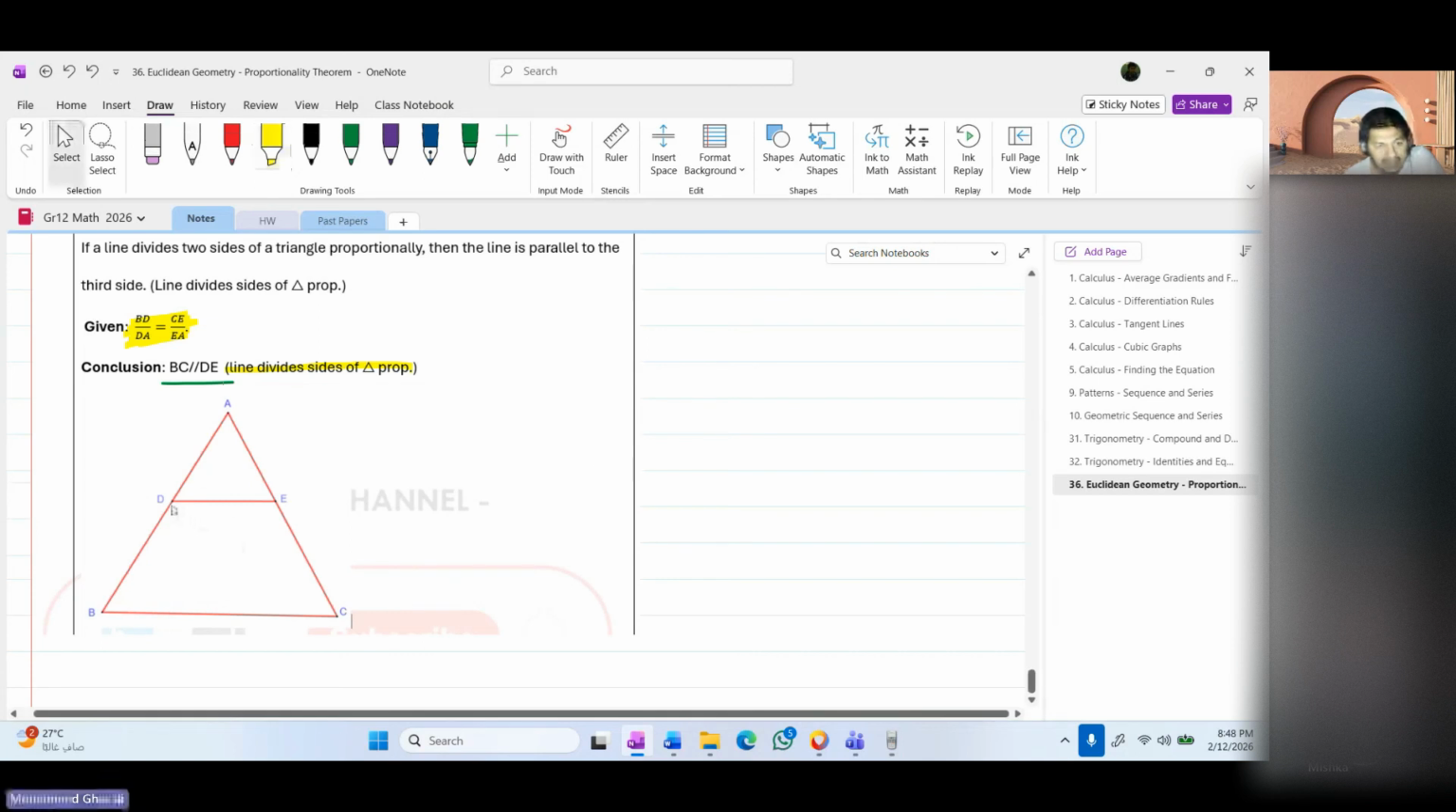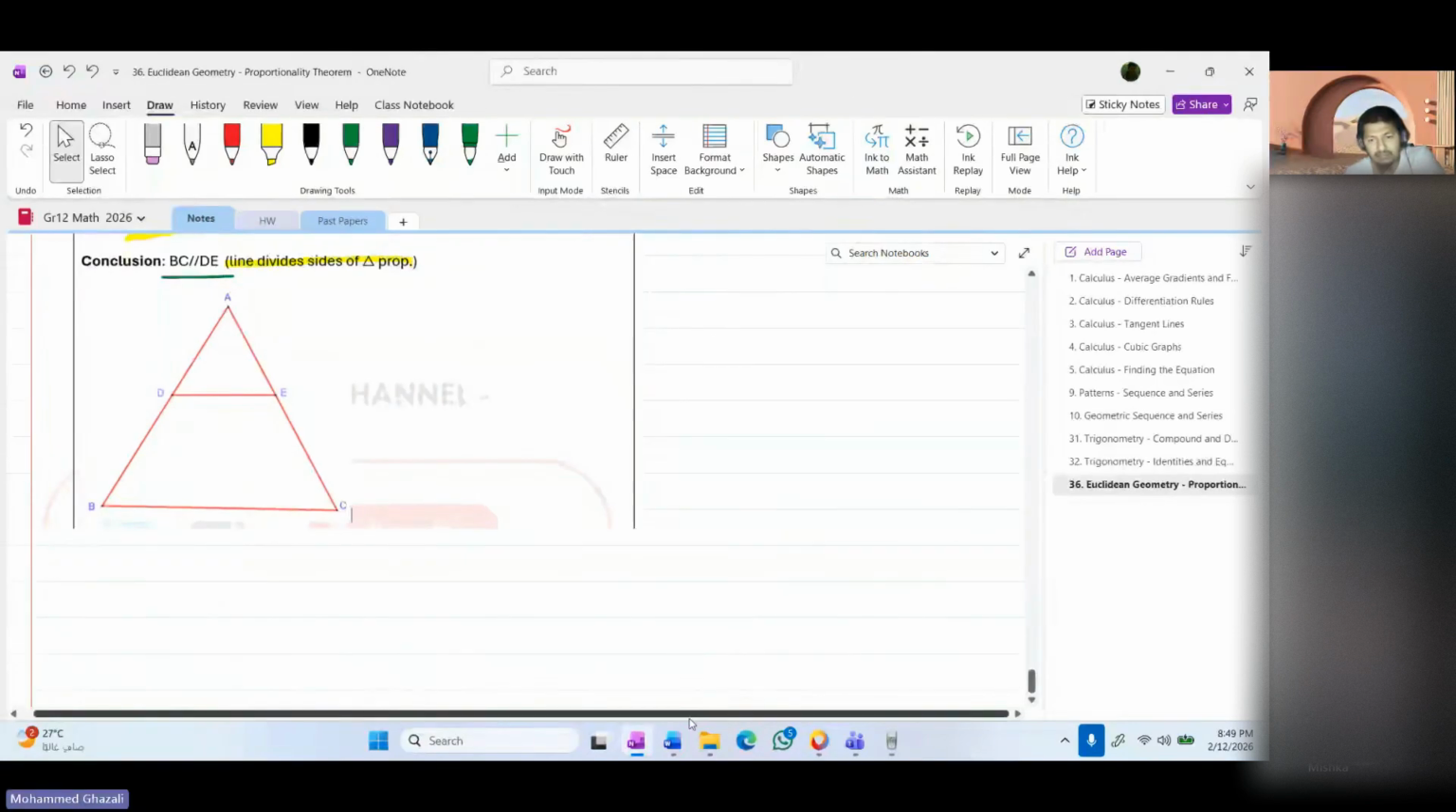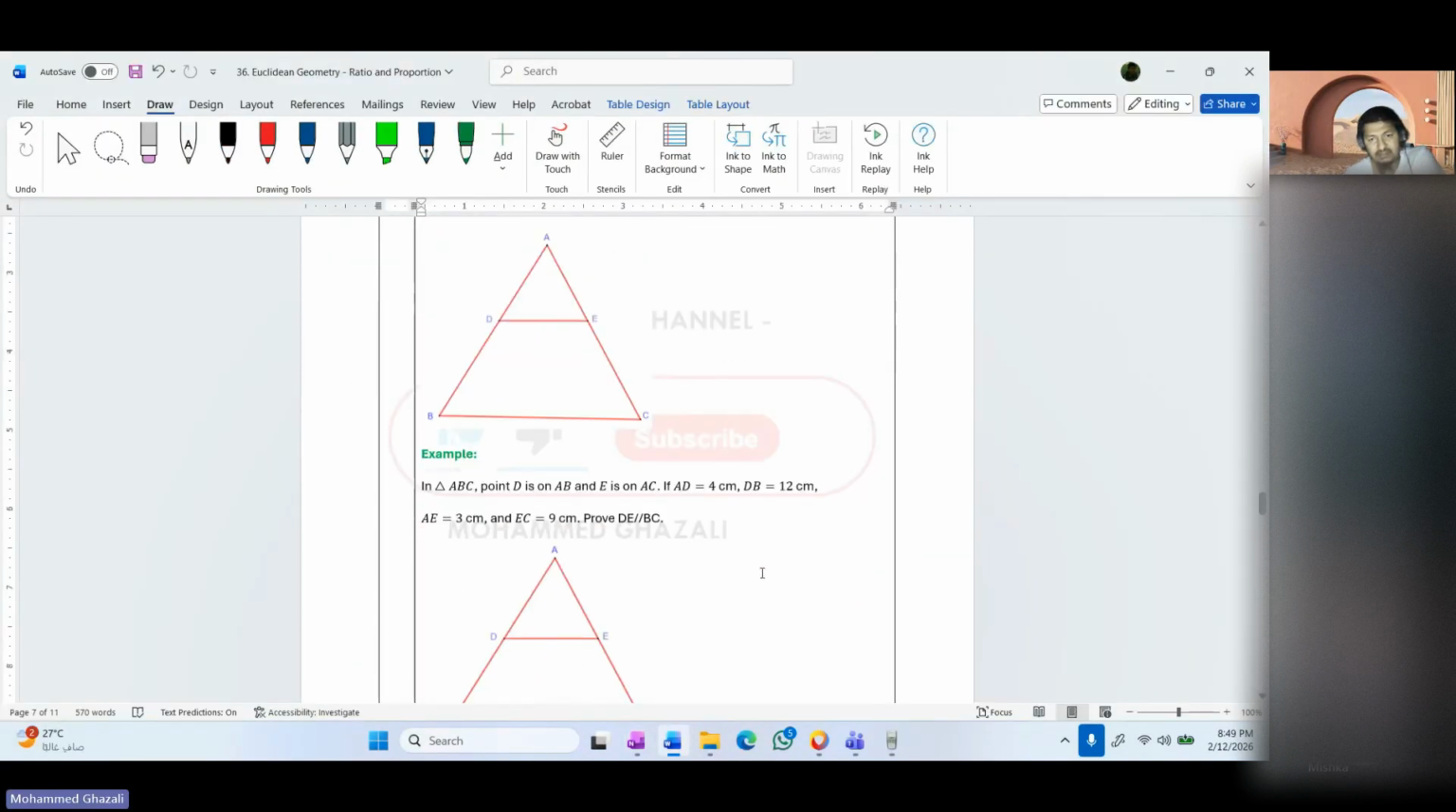Okay, it's a line. Which line? DE. Line DE divides the sides of triangles in proportion. You have to mention that. Please don't mention the proportionality theorem and stuff. You can't mention it because you don't have parallel lines. You're proving parallel lines. Right, so now let's take an example of this and prove.